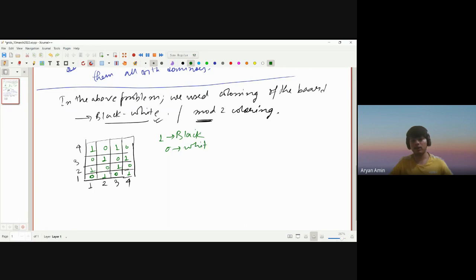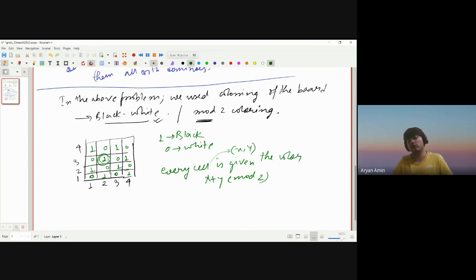Then note that we can write every cell as being given the color x plus y mod 2, where the cell is x comma y. Do you agree with this? Look at the cell 2 comma 3. 2 plus 3 is 5, which is 1 mod 2, right? Since 1 was black, we colored it black. Does this make sense?